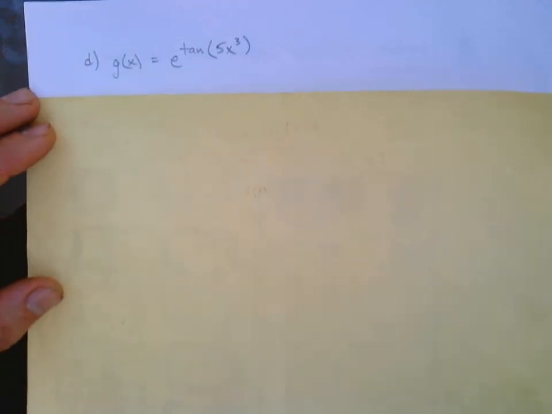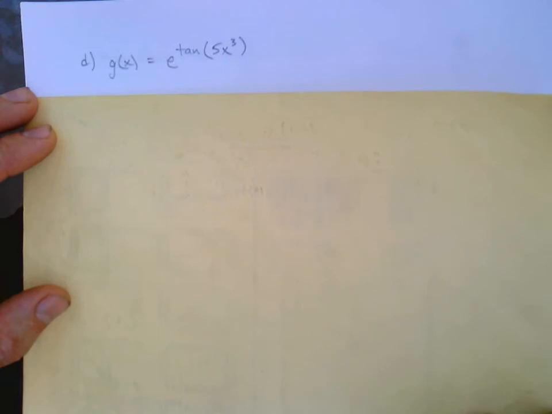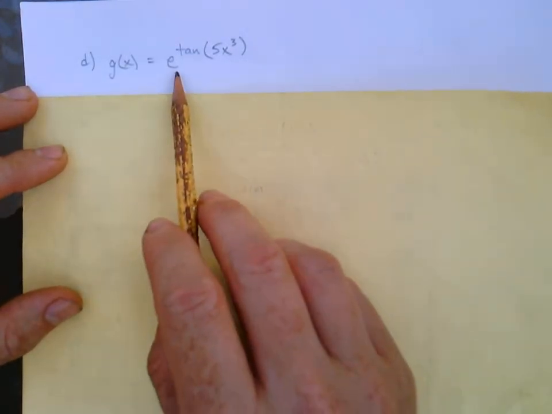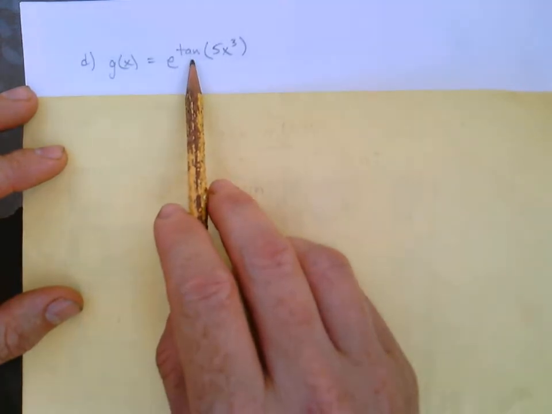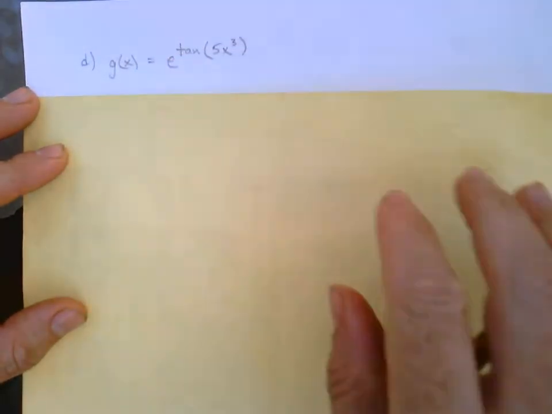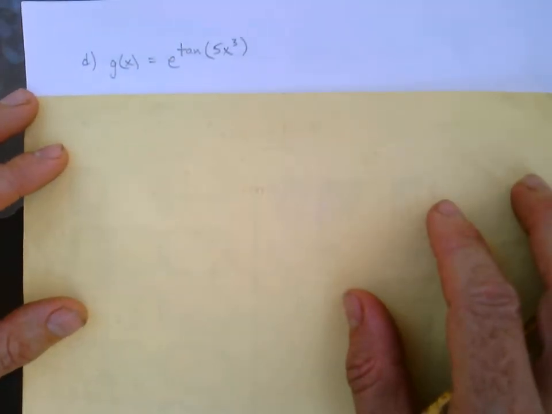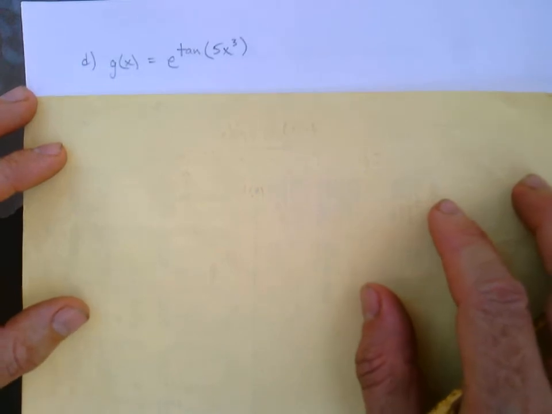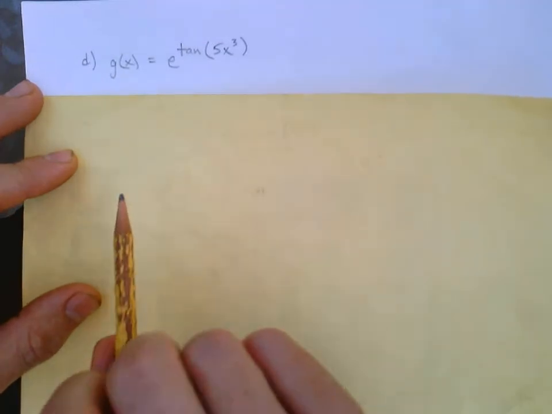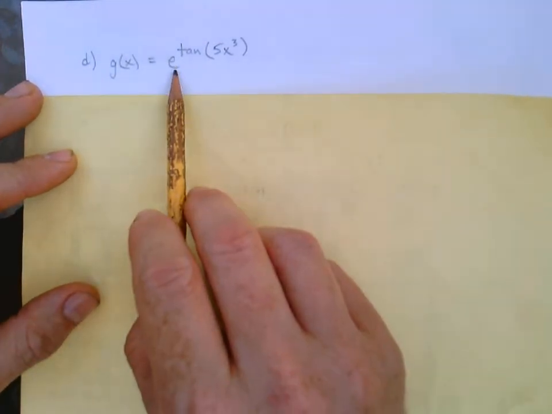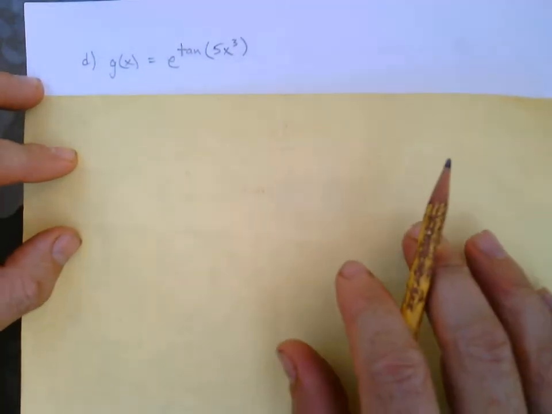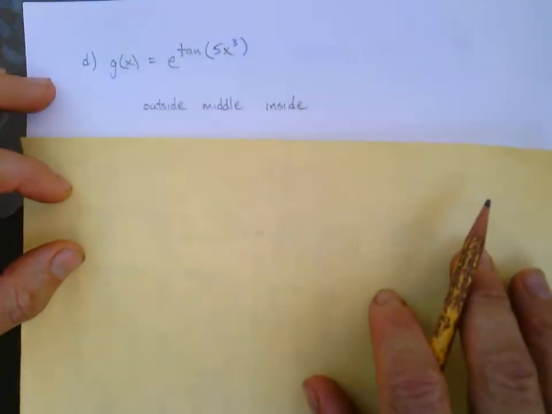Picking up where we left off, here's part D in our chain rule examples. G of x equals e raised to the tangent of 5x to the third. All right, a lot going on here. In this example, you can see there are three parts: there's an e, there's a tangent, and then there's 5x to the third. So we're going beyond just two levels of the chain rule now.